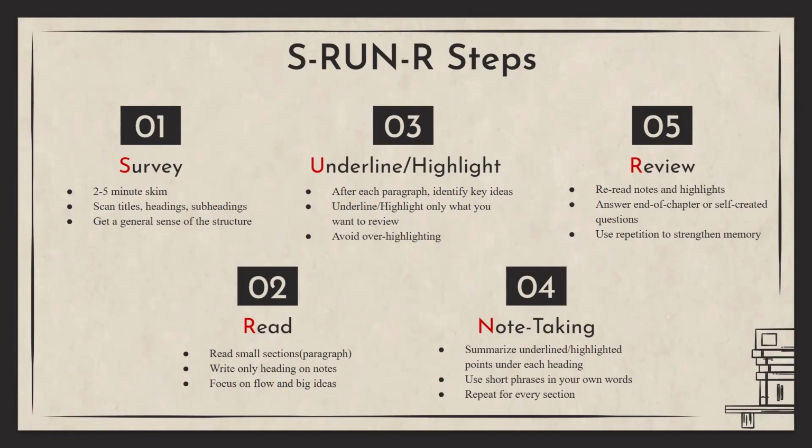This helps you get the flow and the big ideas. Step three is underline and/or highlight. After you read your section, which is about that paragraph, you go back, identify the key ideas, and highlight and underline what you need. But just like we learned in class, you want to avoid over-highlighting. Then you go back, summarize what you highlighted and underlined, and take notes on that. There's no real suggested way besides using short phrases in your own words, and you just rinse and repeat this.